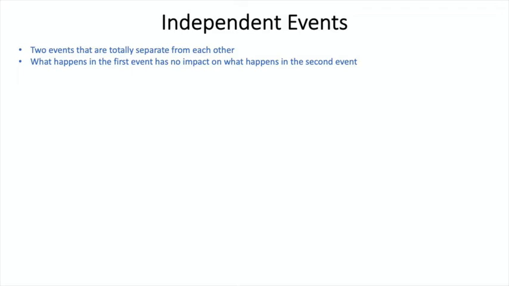If I roll the die and get a 4, that has no influence on whether the coin will land on heads or tails. So because they're totally separate from each other, that makes them independent events, and that's what we're going to look at today.